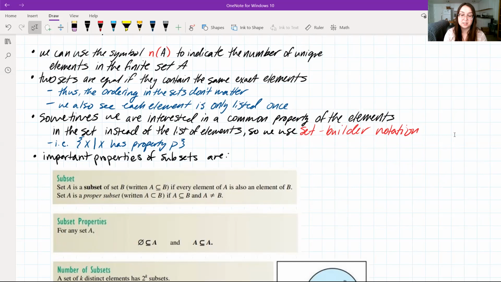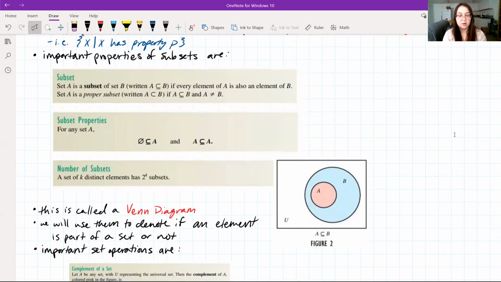Then important properties of subsets. The definition of a subset is that set A is a subset of B, written as A and then a sideways U with a line underneath. That means that A is a subset of B if every element of A is also an element of B. Set A is a proper subset of B, written with just the sideways U, no underline, if A is a subset of B and A is not equal to B.